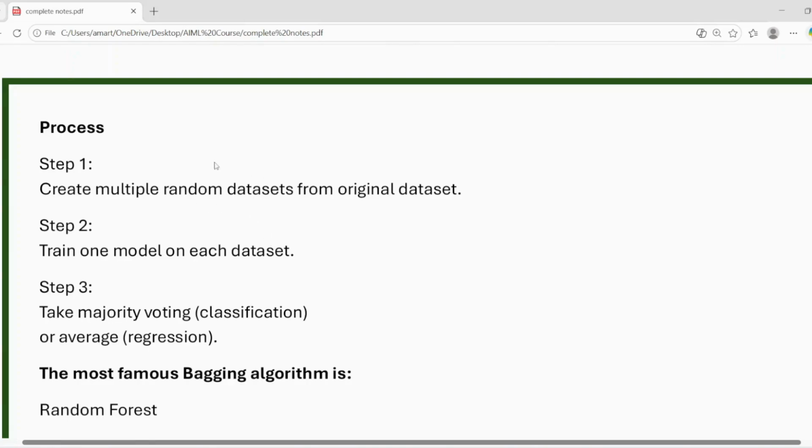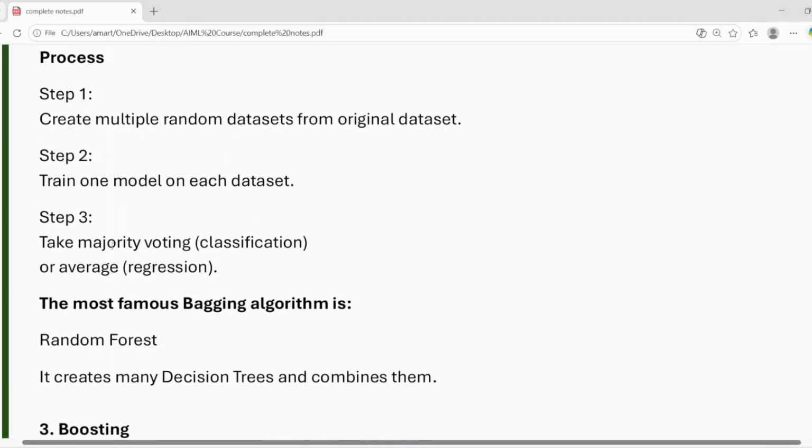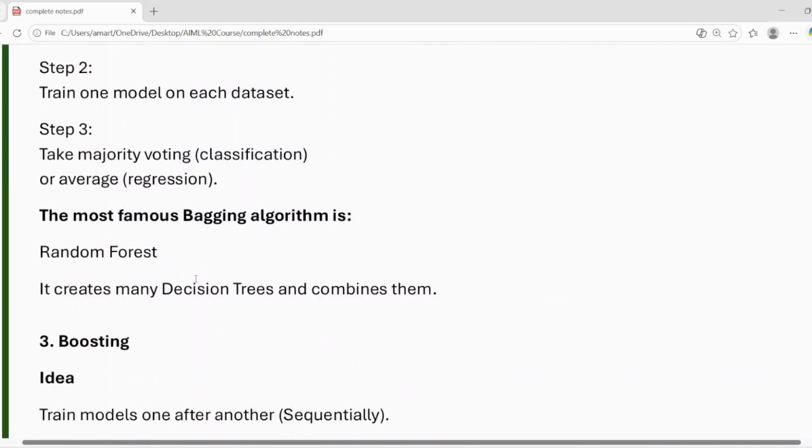I have multiple random data sets from my original data set. Now I will train one model on each data set. Okay. Now step three, take majority voting for a classification problem and take the average for a regression problem. Okay. So the most famous bagging algorithm is random forest. Its base estimator is decision trees. It creates many decision trees and then combines them.